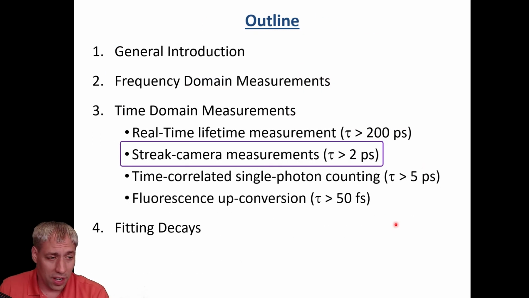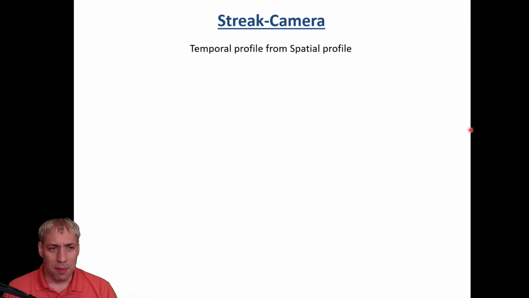All right, moving on beyond real-time lifetime measurements, we're going to talk about streak cameras briefly. A streak camera is essentially a detection method. It's not an independent measurement technique. It can be coupled to real-time or time-correlated single photon counting type measurements. So a streak camera isn't necessarily an independent technique, but it does give us a means of cheating in terms of detecting time-resolved emission.